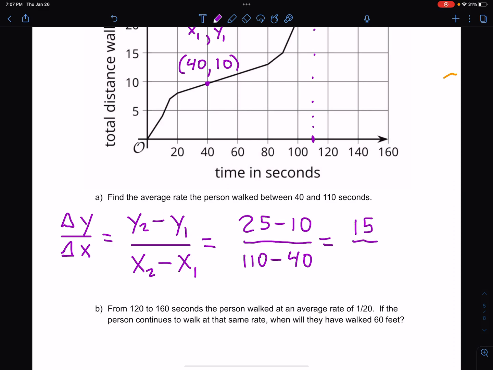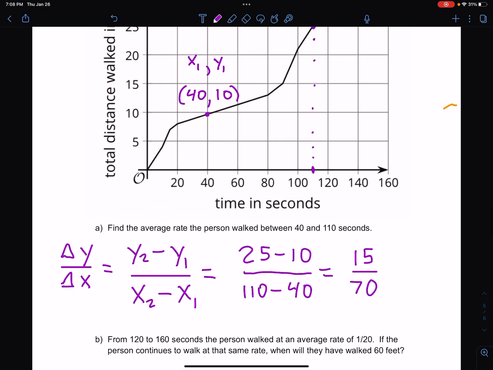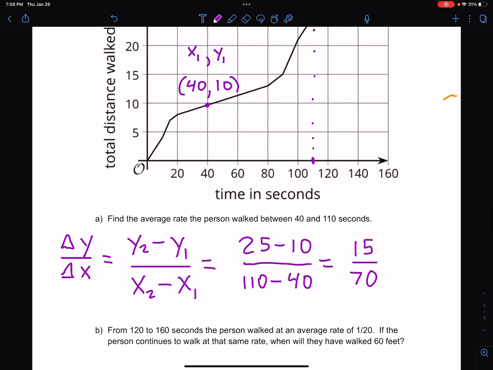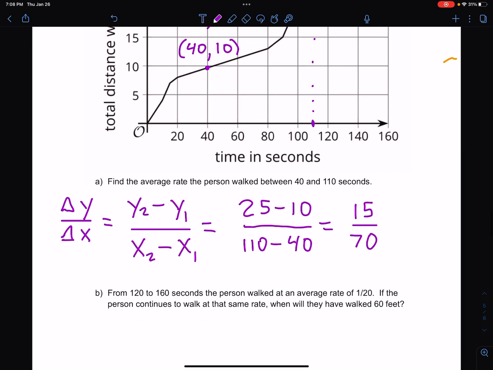And over a period of how many seconds? 110 minus 40, over 70 seconds. They walked 15 feet in 70 seconds. And there's our average rate of change. You can leave this as a fraction. You don't necessarily have to even simplify it. I guess you could divide the top and the bottom by 5 and find out that you got 3 over 14. But let's just leave it like that.